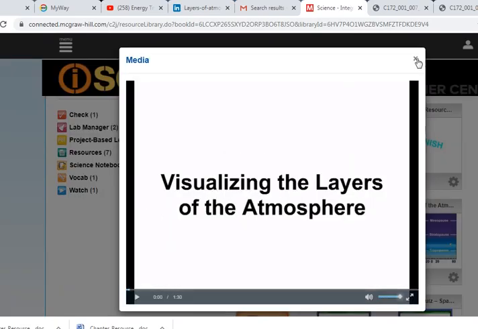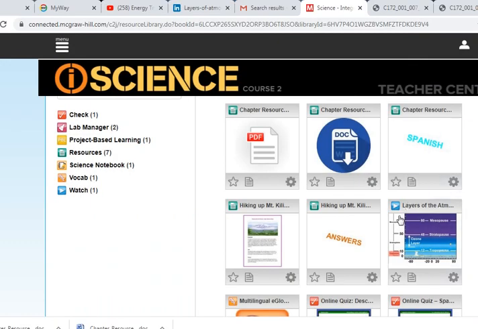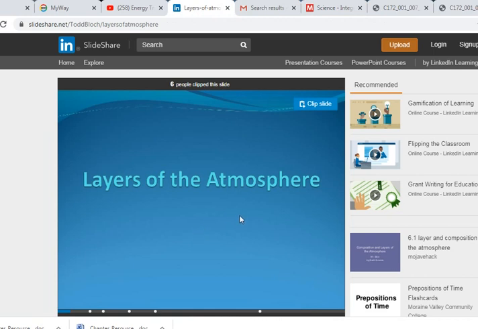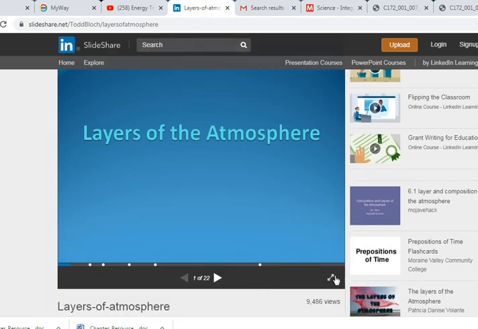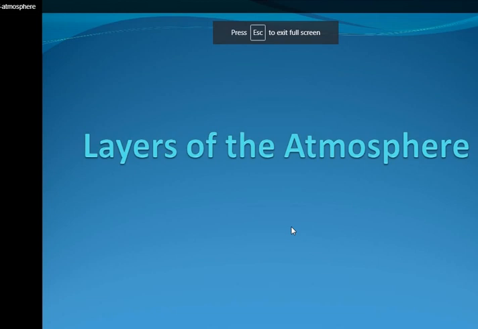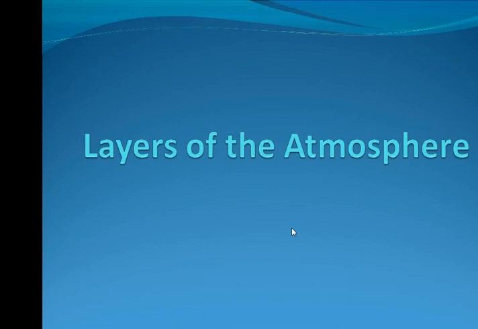Okay guys, so now we know the layers of the atmosphere, and in this video the man mentioned that there are 5 layers. Okay, let's take a look here. Layers of atmosphere. So now who can say them, from the closest to the Earth? Yes guys, troposphere, stratosphere, mesosphere, thermosphere, and exosphere. Good job.